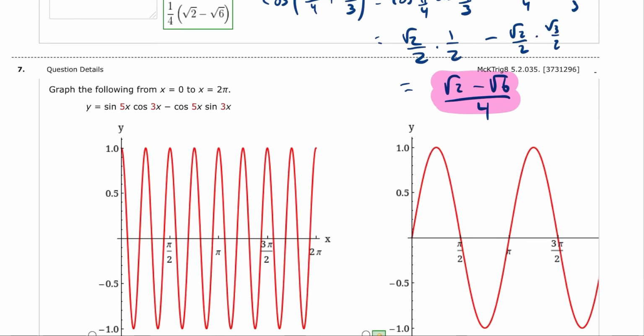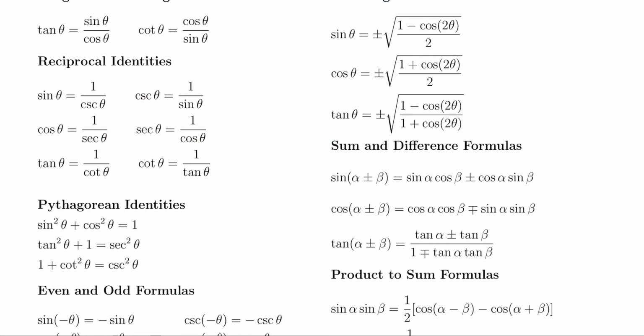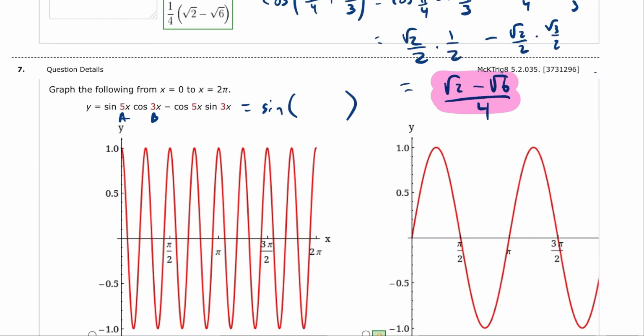Okay, this one is sine cosine minus cosine sine. So that's the sine formula. So that's going to be equal to sine of, if this is your A and this is your B, minus for sine is the bottom one. So it's going to be minus as well. So it's going to be A minus B, which is sine of 2x.